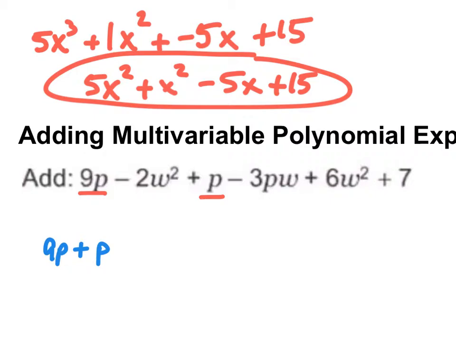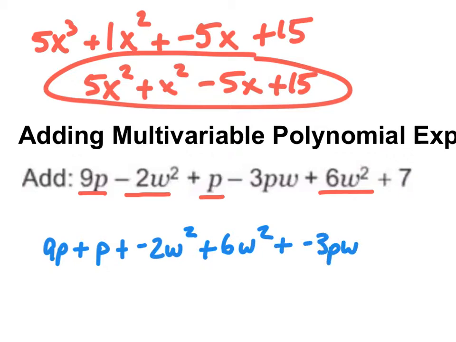Negative 2w squared. Do I have any other terms that contain a w squared? I notice that I have one over here as 6w squared, so I'm going to highlight that. So now I'm going to write that down here as plus negative 2w squared and then plus 6w squared. The next term that I have is a negative 3pw. I don't have any other 3pw's, so I'm just going to add that in there, so plus negative 3pw. And then I have a plus 7, and that's just out there not really doing anything. It's just a constant.